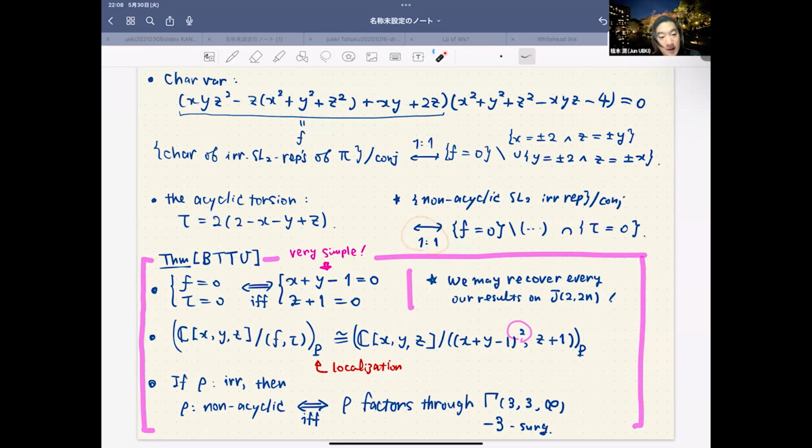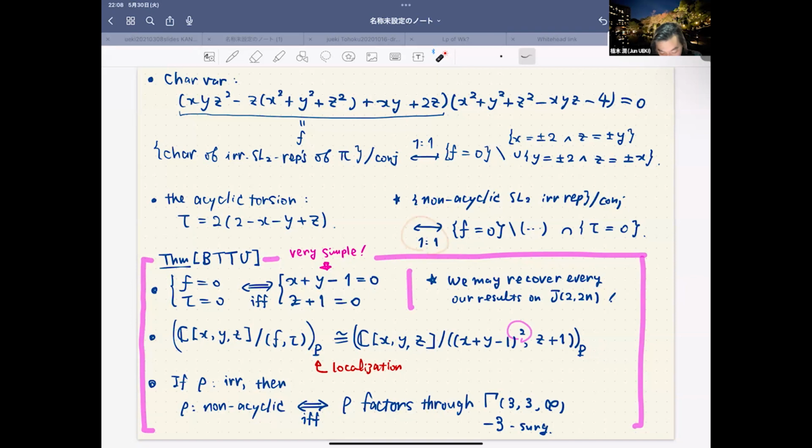We can say more. In this situation, f equals 0 and tau equals 0 both define some surfaces, and they intersect. So we have two surfaces intersecting, and at each intersection point, they have a common tangent plane. This is a very surprising situation.